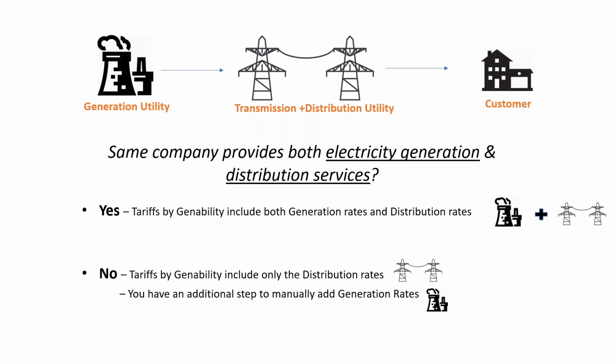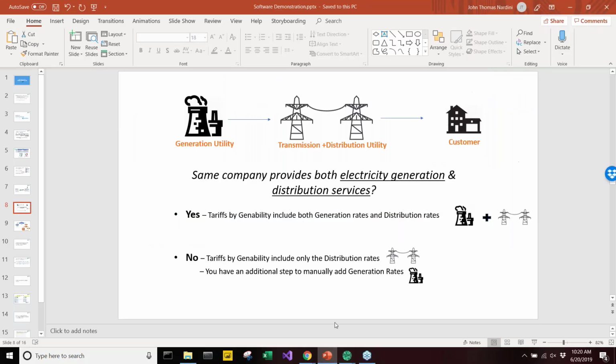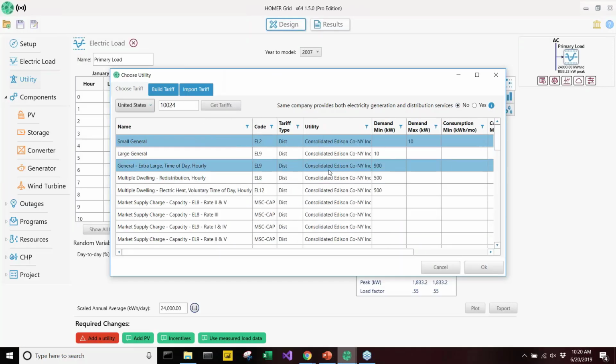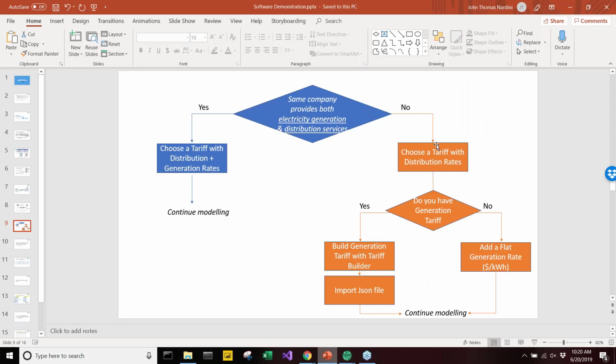So let me demonstrate this in this example. I'm going to click no to this question and then choose the general extra large time of day hourly EL9 tariff from Consolidated Edison. Since I just clicked no to the statement, I've now chosen a tariff with just distribution rates. I now have two options to include my electricity provider rates. I can choose to enter a flat generation rate, which is a fixed dollars per kilowatt hour that will apply at all times. Or if I do have my generation tariff, I can build it using our advanced tariff builder application and import that JSON file and combine those rates with the distribution rates.